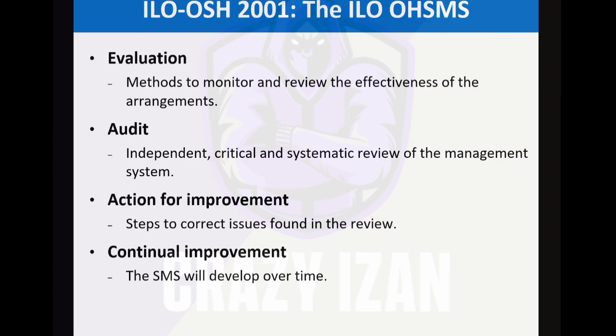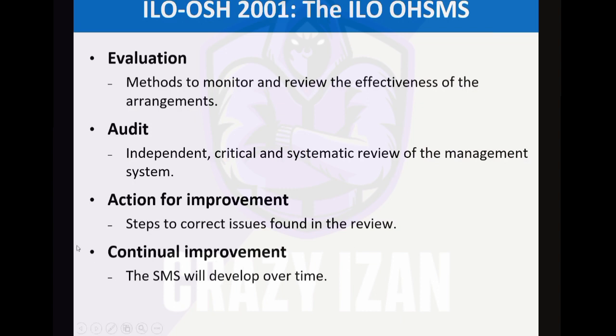Then you have actions for improvement. When you're doing your monitoring, evaluation, and auditing, you're going to come up with certain findings. Now you need to take actions to address those findings. If you find out that there is something wrong in your management system, something which is not working, or something which may not work in future and can cause issues, you need to take steps to correct the situation found in the review. So you need to take actions for improvement. Okay, so you need to improve your situation.